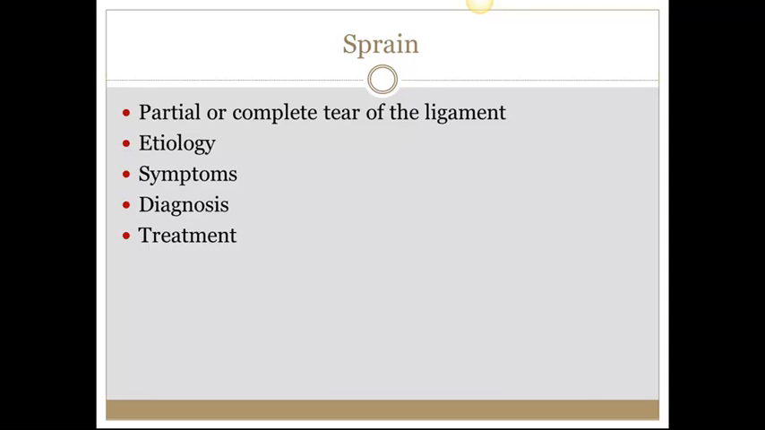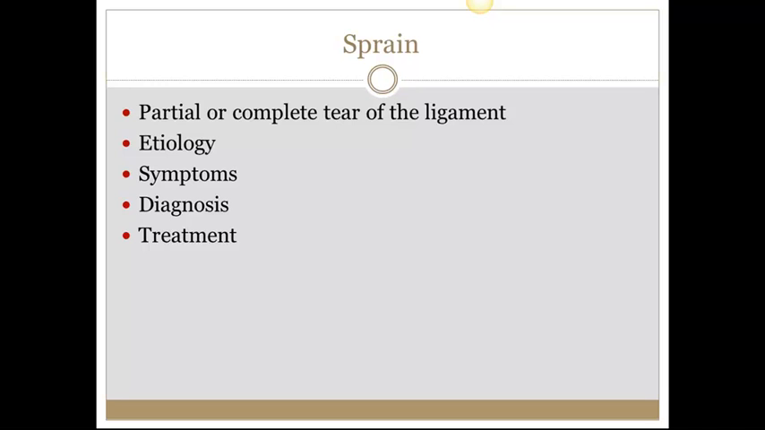Sprains are a partial or complete tear of a ligament. The etiology of sprains is usually trauma or sports injury. The symptoms include swelling, pain, heat, and bruising. And the diagnosis, we usually diagnose them by physical exam and possible x-ray to rule out fractures.